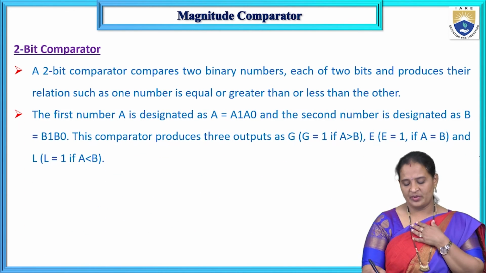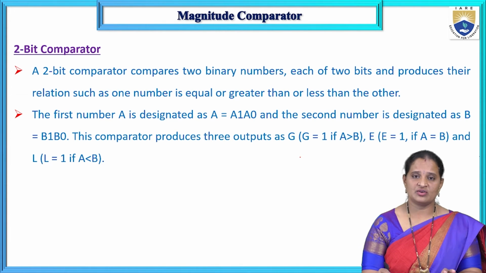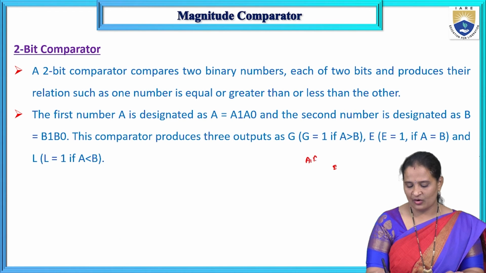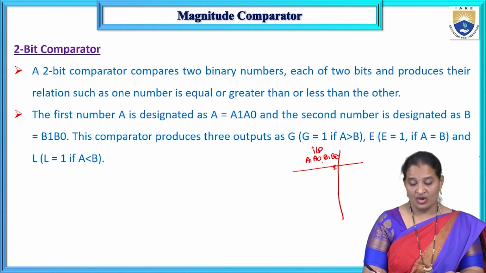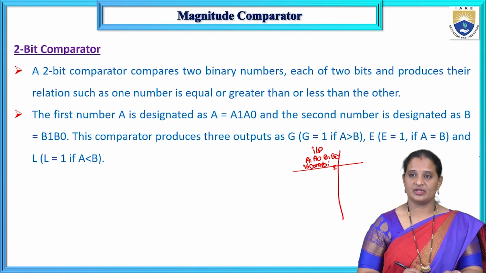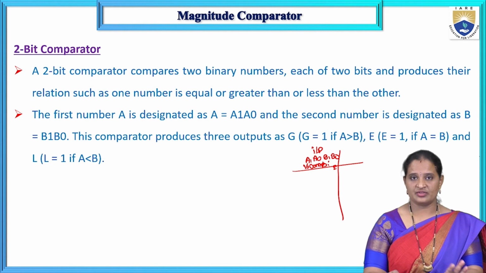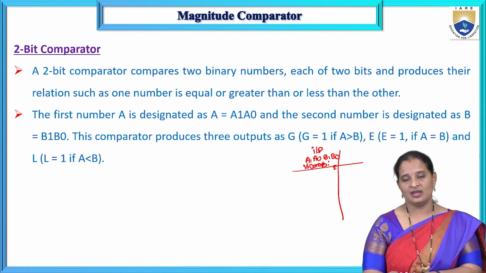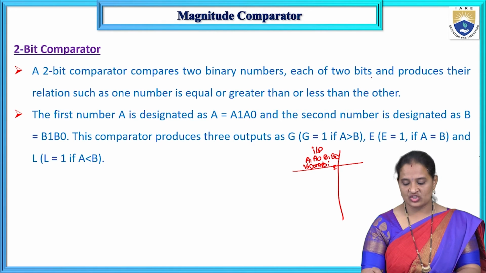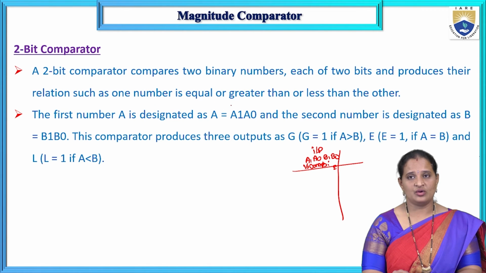As we have two 2-bit binary numbers, what are the possible combinations of input? A1, A0 and B1, B0. So totally how many input variables do we have? 4. So 16 combinations we may get. And finally the outputs are three: A less than B, A greater than B and A equal to B. So the 2-bit comparator compares two binary numbers, each of 2 bits, and produces their relation, such as one number being equal to, greater than or less than the other.